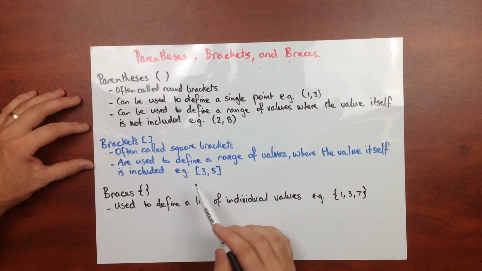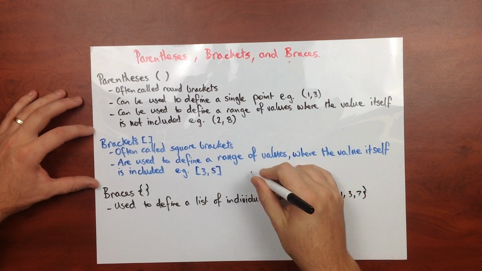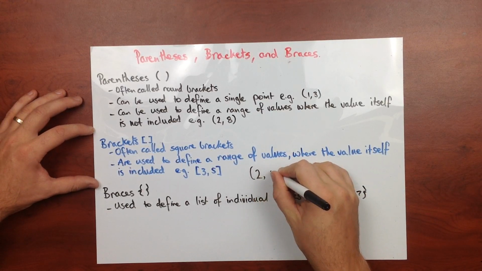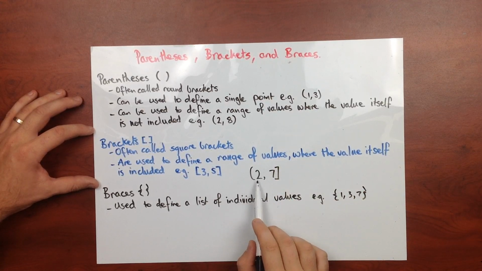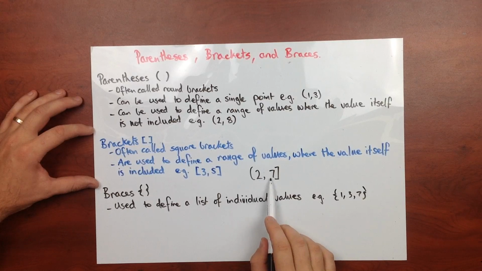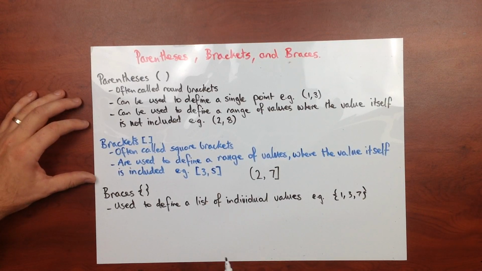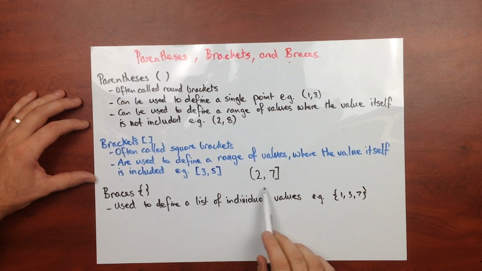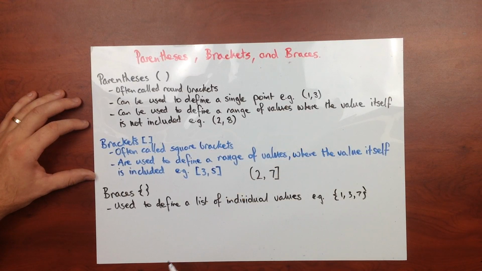3 or 5. Right, now these can also be used together, so we could have a range of values that was from, say, 2 to 7, right, where we're not including the 2, including anything between the 2 and up to and including the 7. Okay, so we can use them when we're looking at ranges of values, okay, together. If we're just defining a single point though, it's got to be our round ones here.